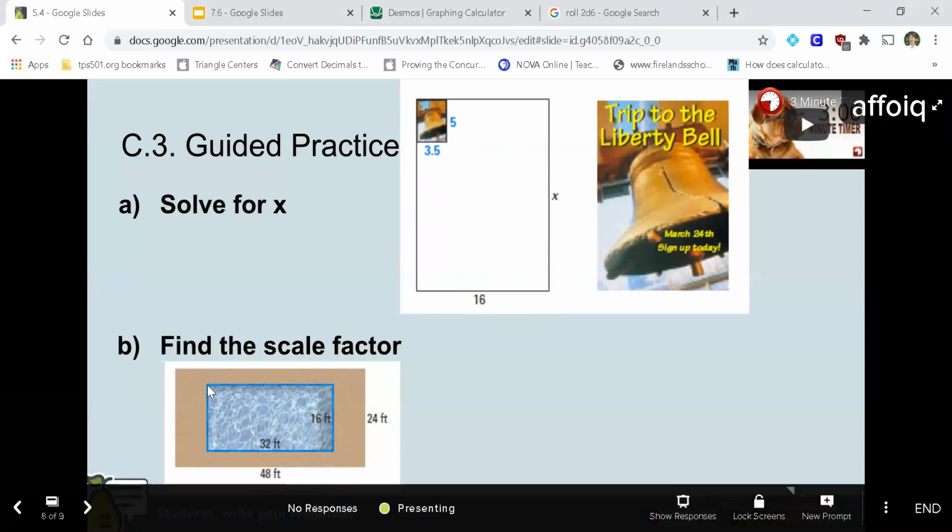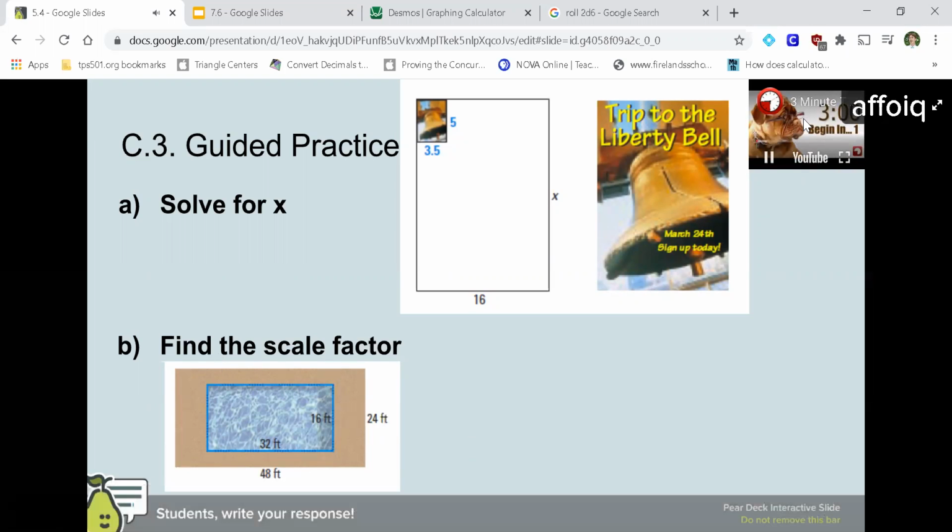For this bottom one, I have this pool that's a 32 by 16. I have set up a proportional patio that goes around the pool that's a 48 by 24. Tell me, what is the scale factor I used to make the dimensions of this patio? I'll give you 3 minutes. Then we'll go over it. And then the rest of the hour you'll have to work.